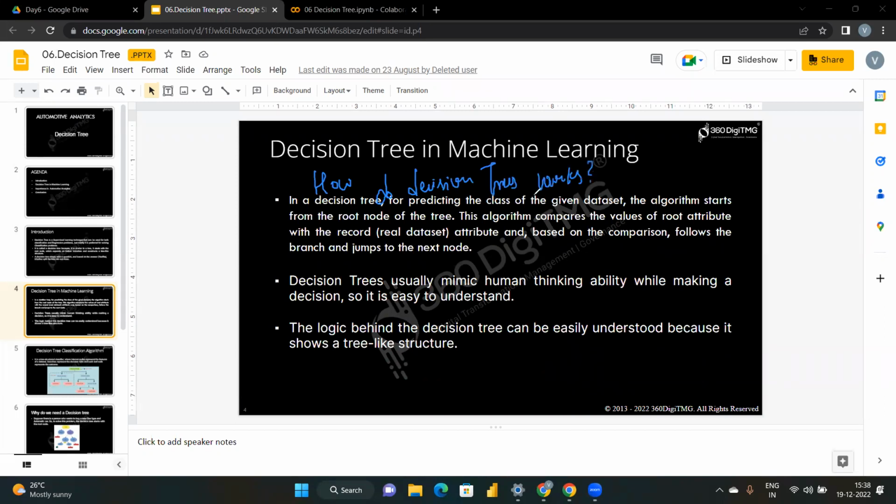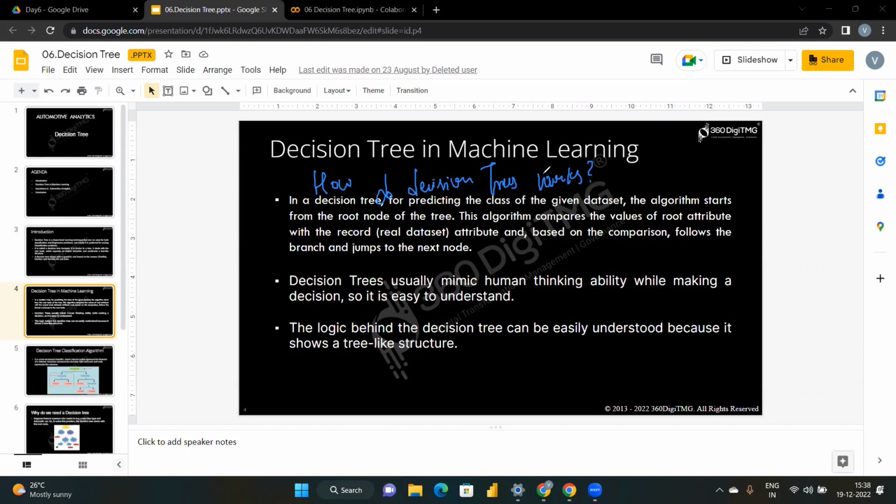How does it work? The decision of making strategic splits heavily affects a tree's accuracy. The decision tree criteria are different for classification and regression trees. Okay. So normally we have seen what is a decision tree, what is the purpose of a decision tree, what is the goal of a decision tree, and so on, right? And next thing we have seen is this.